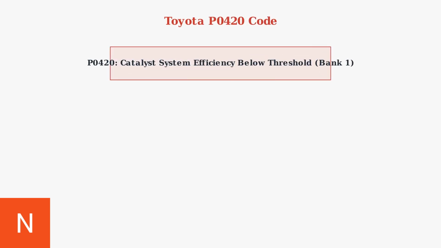The P0420 diagnostic trouble code is one of the most common issues in Toyota vehicles. This code indicates that your catalytic converter's efficiency has fallen below the required threshold on bank 1 of your engine. The catalytic converter is designed to reduce harmful emissions by converting toxic gases into less harmful substances. When efficiency drops below threshold, the P0420 code triggers.